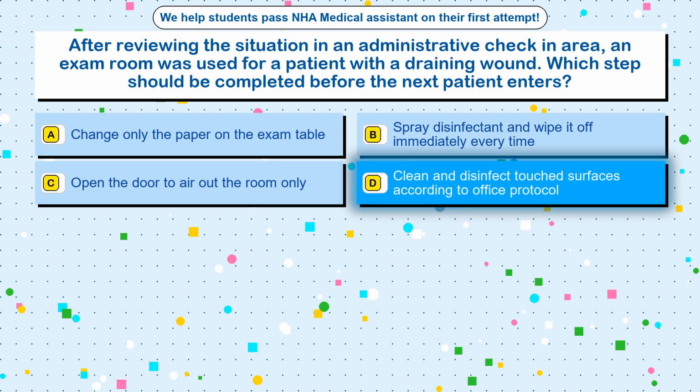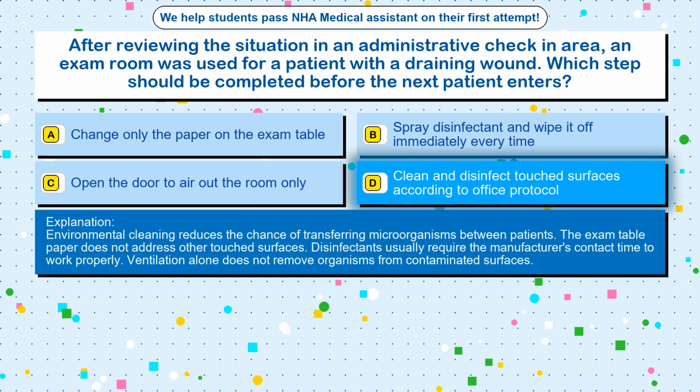The correct answer is option D, clean and disinfect touched surfaces according to office protocol. Environmental cleaning reduces the chance of transferring microorganisms between patients. The exam table paper does not address other touched surfaces. Disinfectants usually require the manufacturer's contact time to work properly. Ventilation alone does not remove organisms from contaminated surfaces.